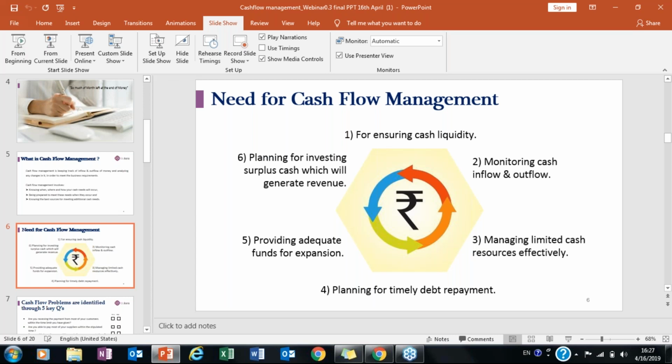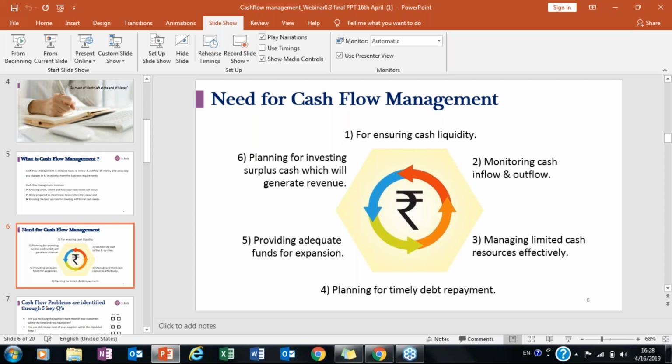So investing or planning an investment of surplus cash which will generate revenue. If your business requirement is not where you need to put the money back into the business, you can invest the money in safe options where you will be getting interest rates against it, and you will be generating revenue.